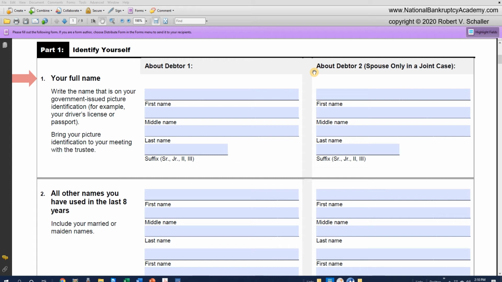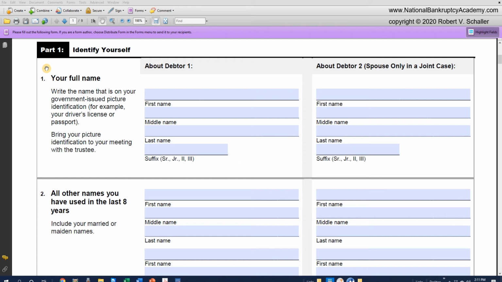So here on line 1, it's called "Your Full Name." Write the name that is on your government-issued picture identification, for example, a driver's license or passport. And make sure you use the exact name that's on the driver's license. Because later on, when the debtors are at the Section 341 meeting of creditors, they're going to be comparing the name on the petition with the name on the government ID, so make it exact.